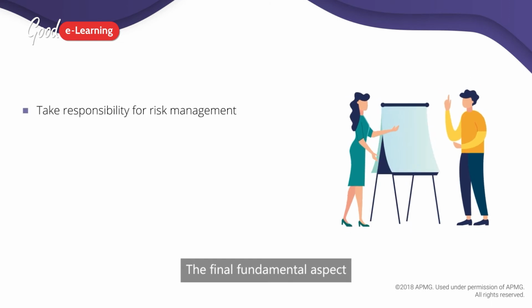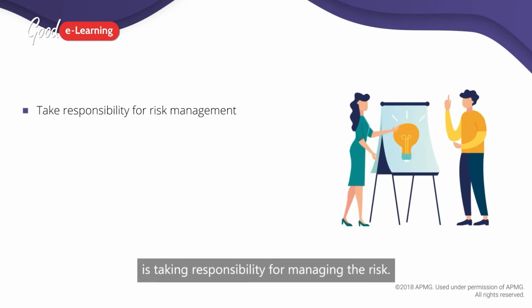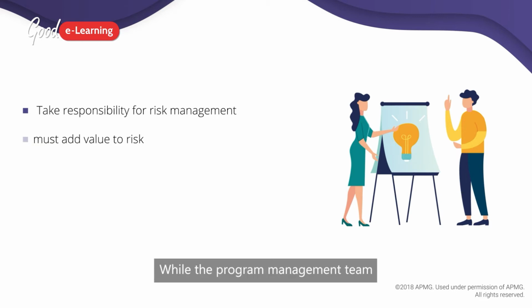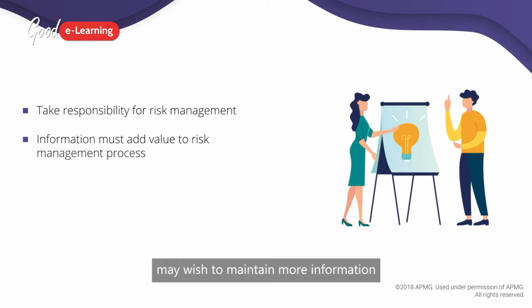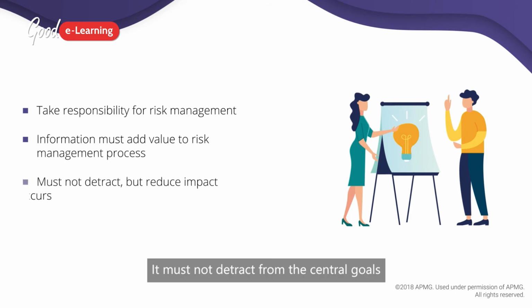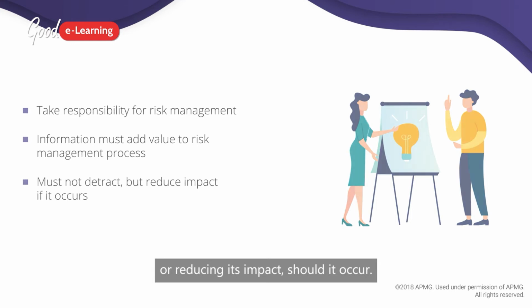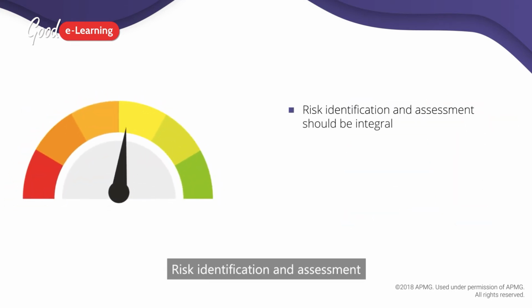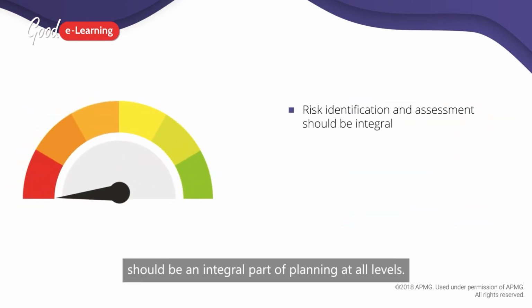The final fundamental aspect is taking responsibility for managing the risk. This shows the person or people responsible for ongoing management of the risk. While the program management team may wish to maintain more information about the risk, the information must add value to the risk management process. It must not detract from the central goals of preventing the risk occurring or reducing its impact should it occur. Risk identification and assessment should be an integral part of planning at all levels.